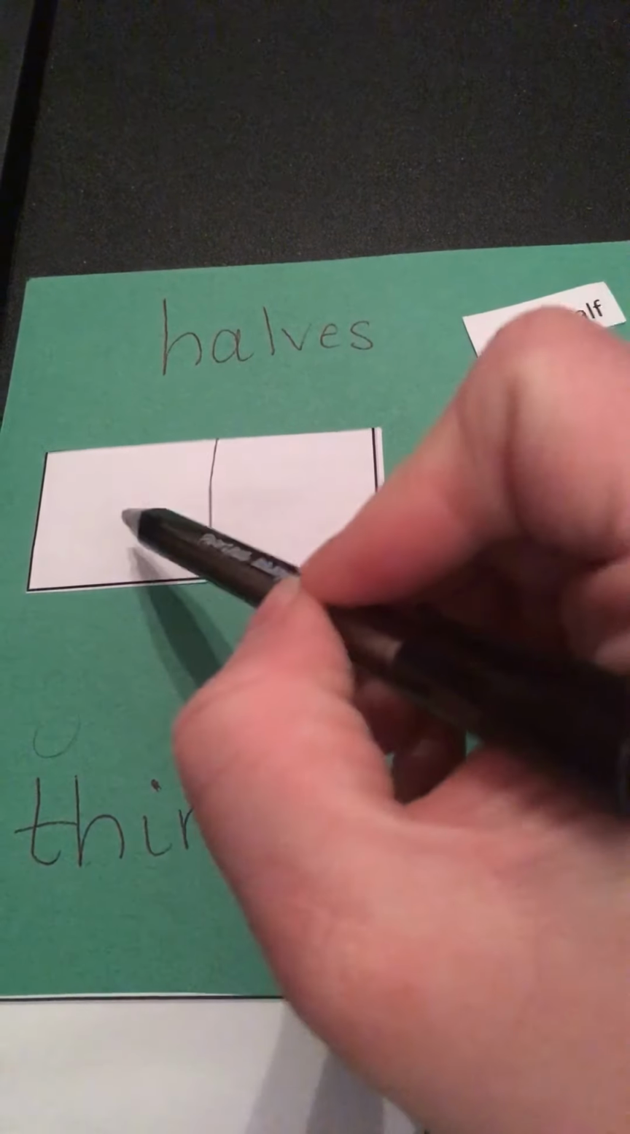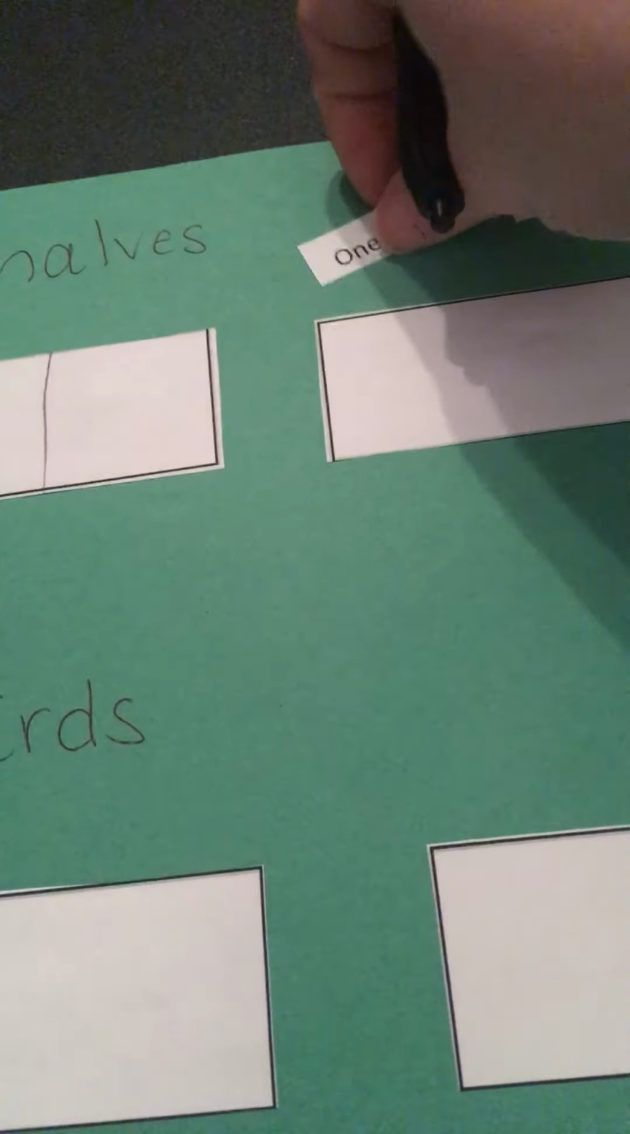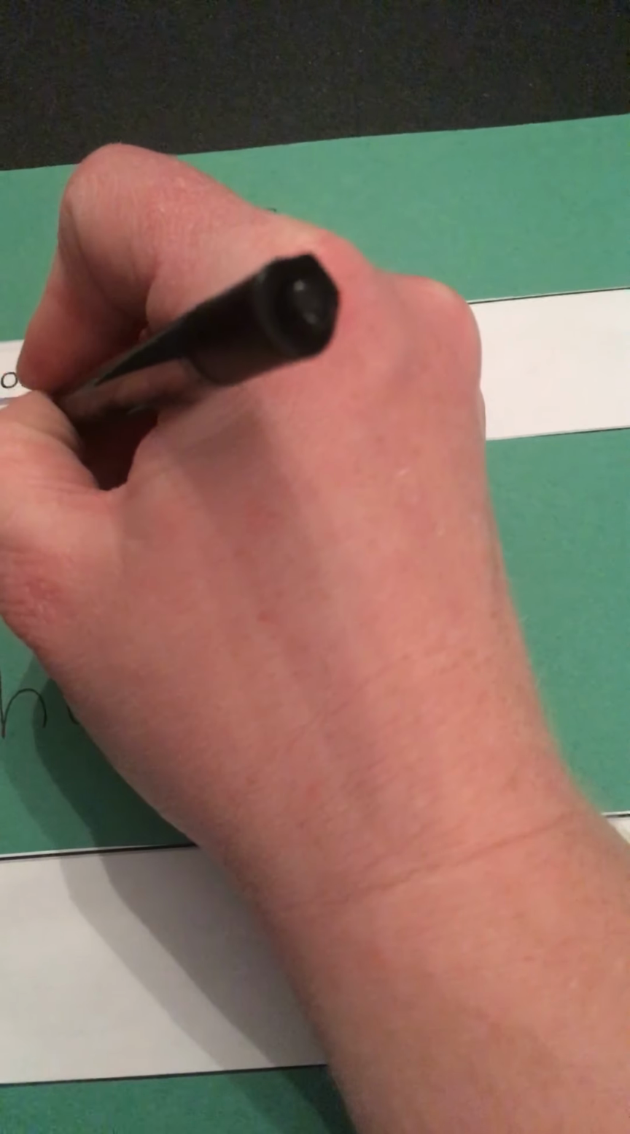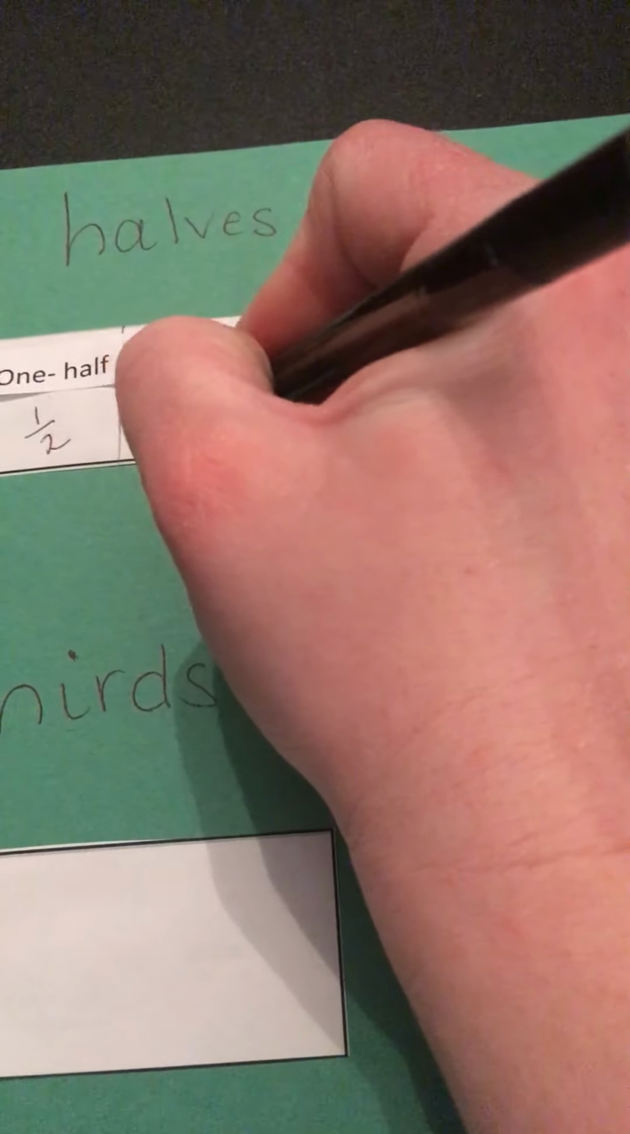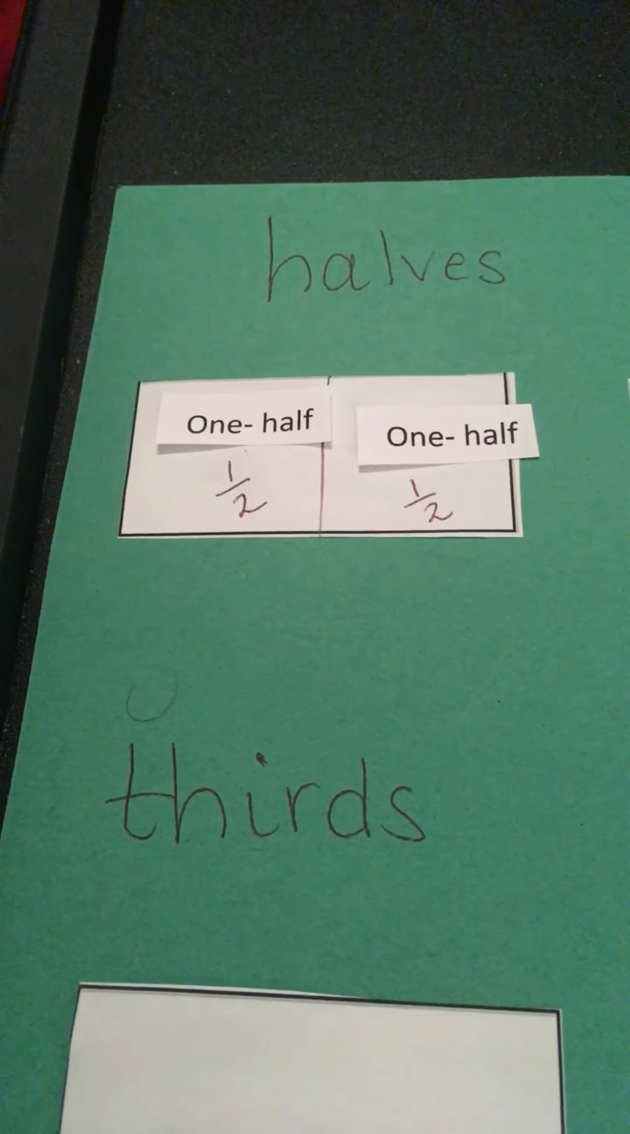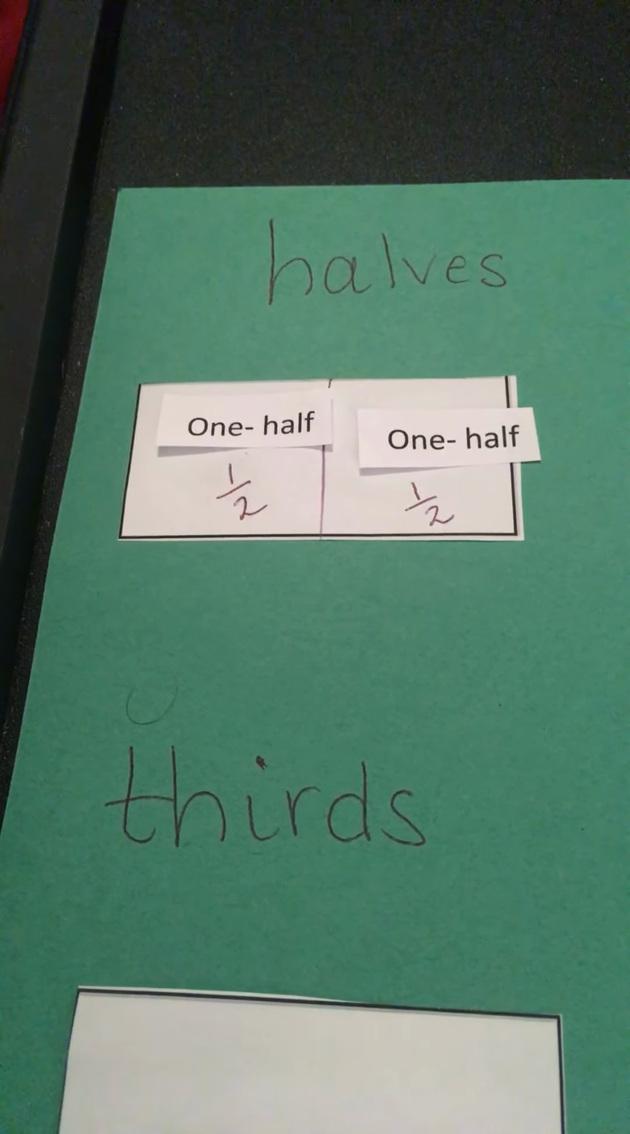1, 2, 2 parts. So I'm going to label them 1/2, 1/2. I can also write this as 1/2. So my fraction for partitioning this rectangle into halves is 1/2.